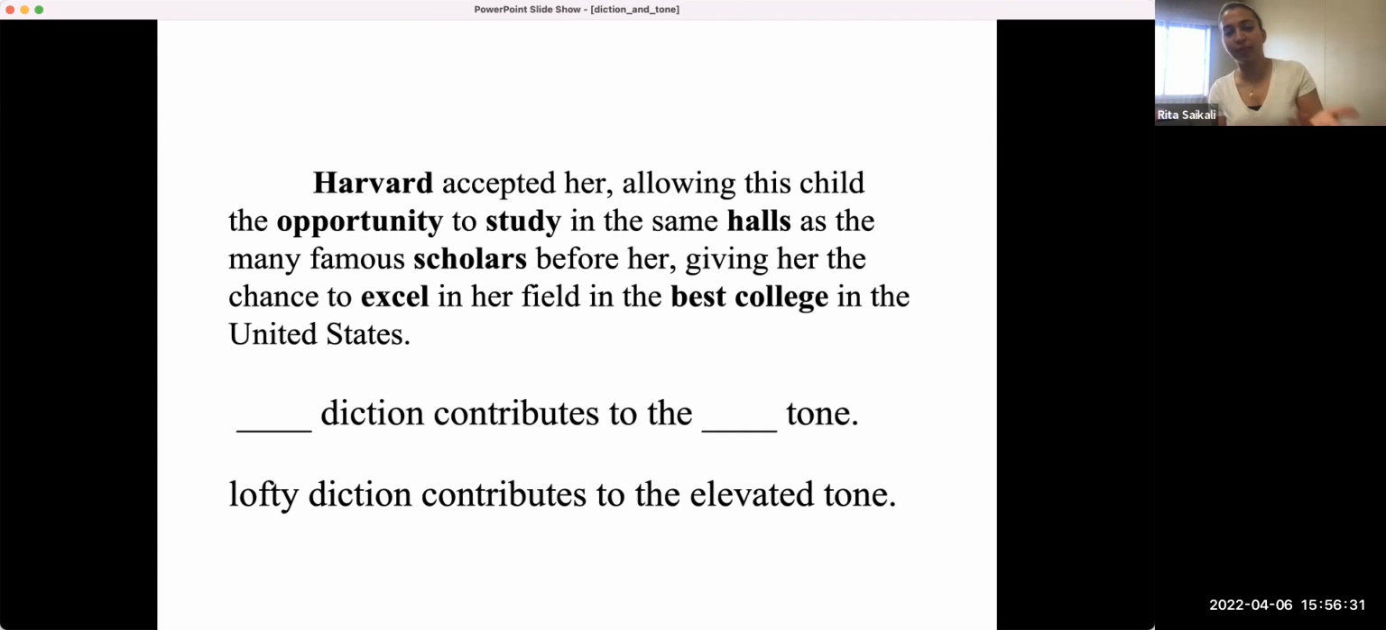So what they give us is lofty diction. This contributes to an elevated tone, okay? So the diction and the tone really correlate together. They're related to each other.